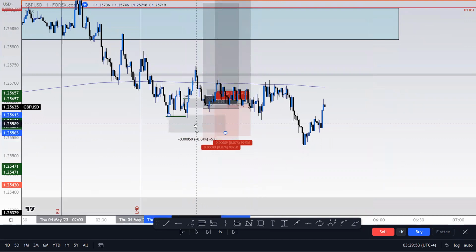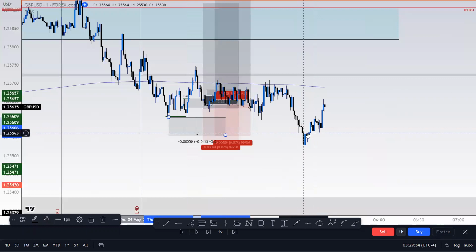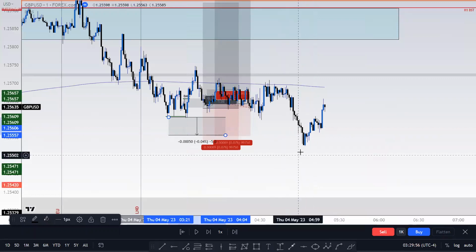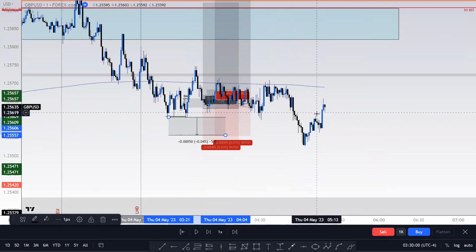So with this, although this break of market structure failed, price did come down after breaking below the low, and it gave another break of structure. So in this case, this is a secondary break of market structure.